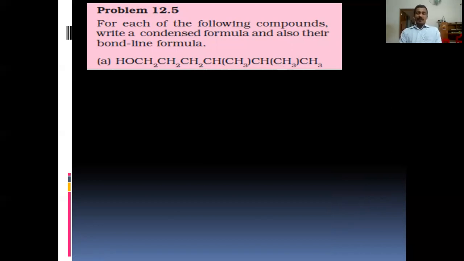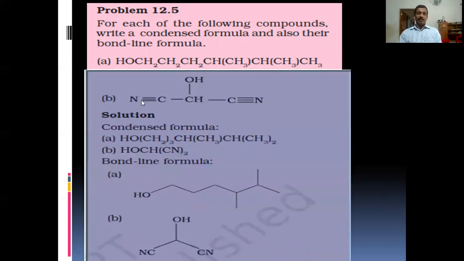It is actually the condensed formula, isn't it? Condensed formula and also the bond line formula. It is actually condensed, so it has a B part also. N triple bond C, CH, OH, single bond C, triple bond N. The condensed formula: OH, CH2 thrice, CH, CH3, CH, CH3 twice.